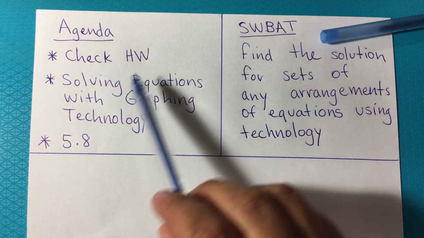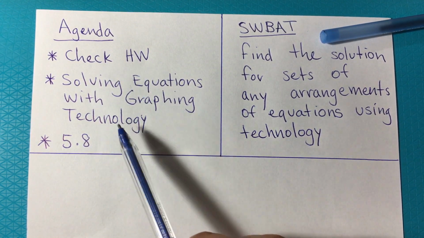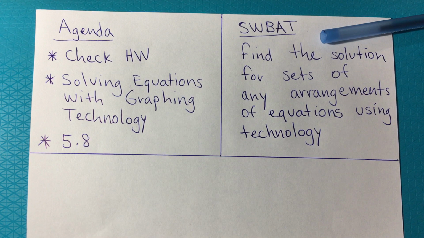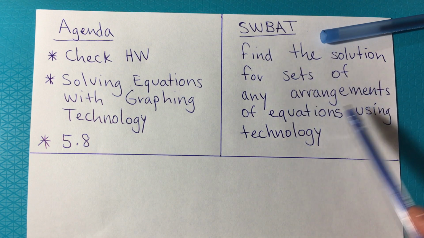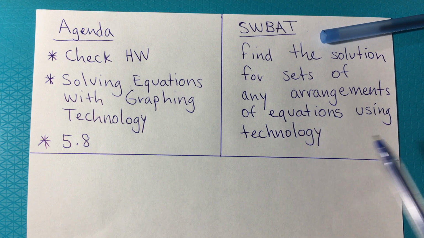Students, today's agenda is to check homework. We'll be solving equations with graphing technology, and you will be able to do 5.8. Today, students will be able to find the solution for sets of any arrangements of equations using technology. And for this lesson, you can use your TI-82, TI-83, or TI-81.